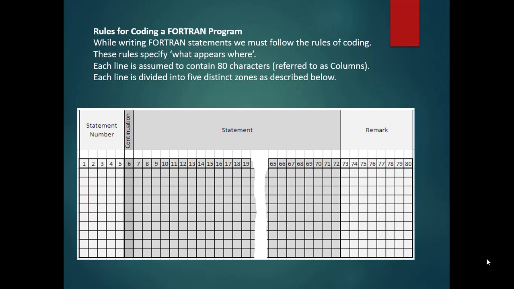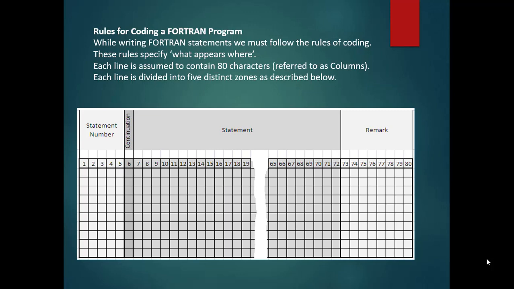So, in the last lecture, we have gone through the different key concepts of programming, and we have gone through some introductory part of FORTRAN. So, basically, what exactly are the rules for coding a FORTRAN program. Now, this is the coding sheet where there is the statement number, continuation mark, statement of the program or the body of the program, and then there is a remark.